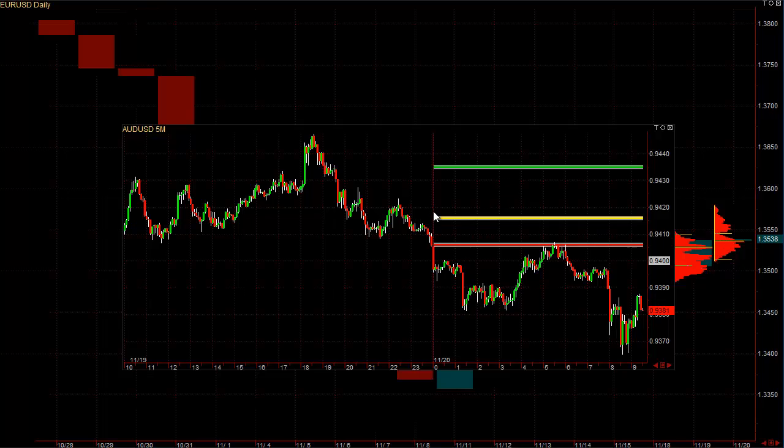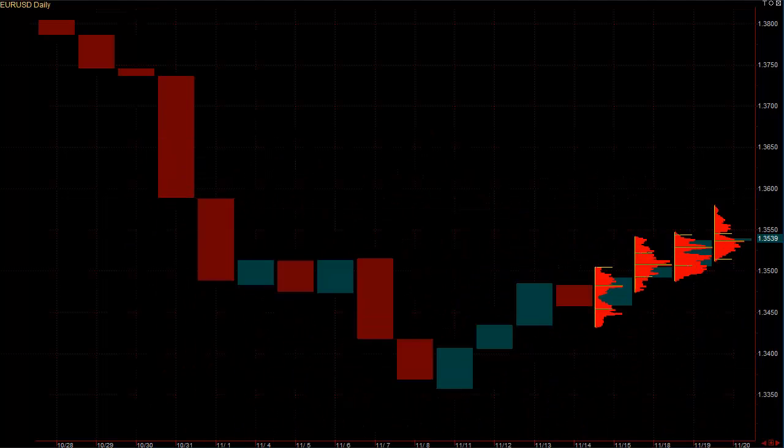And typically underneath the point of control, price goes down. Above it, price goes up. A lot of times when it's in between the upper and lower value area, price chops around. And as you can see, it acts as a major resistance area. Very high probability place to get short. Now, there's so many different ways of using this. We have both the daily and weekly that can be added to the chart.